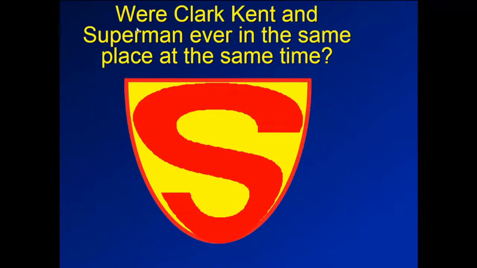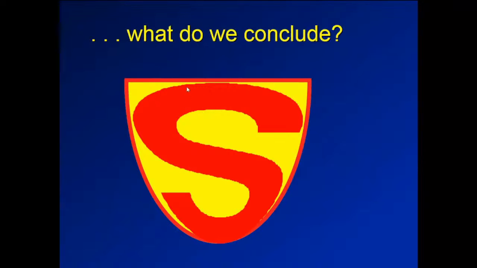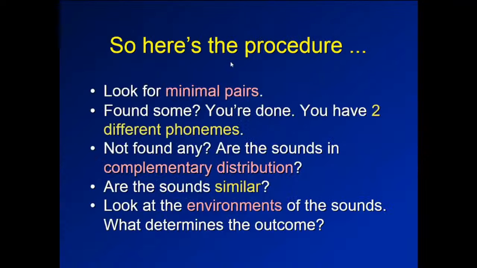This is just a way to show complementary distribution: Clark Kent and Superman, they can never be in the same place here. Okay, what do we conclude from here?